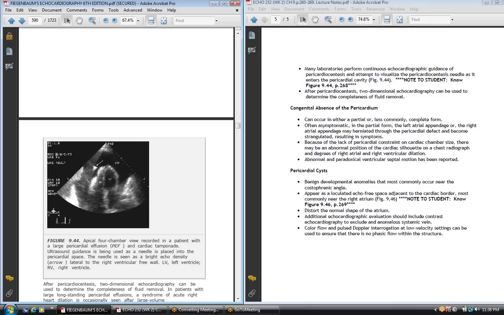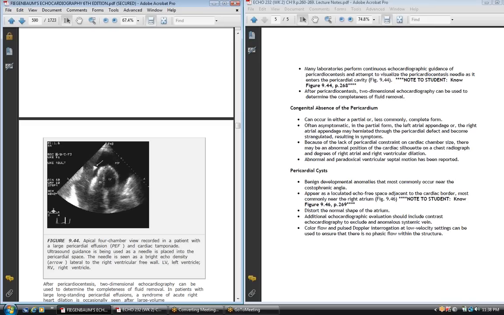Because of the lack of pericardial constraint on cardiac chamber size, there may be abnormal position of the cardiac silhouette on a chest X-ray and degrees of right atrial and right ventricular dilation. Abnormal and paradoxical ventricular septal motion has been reported.